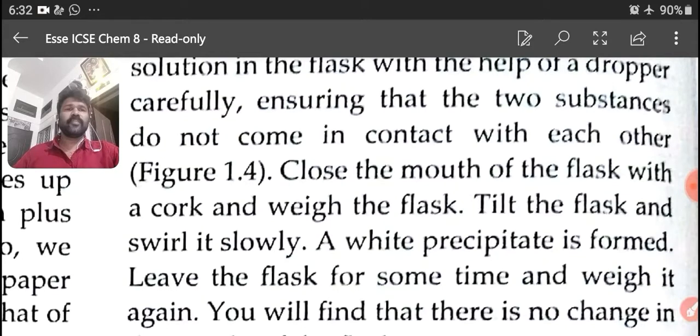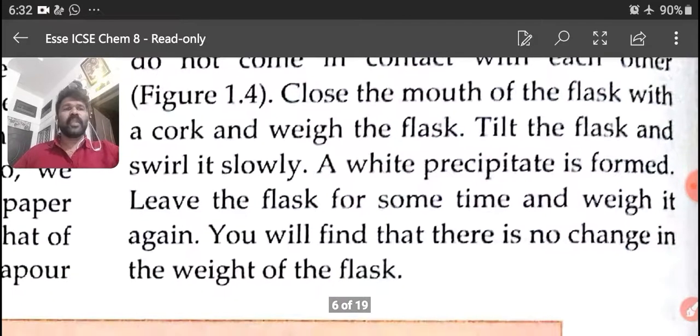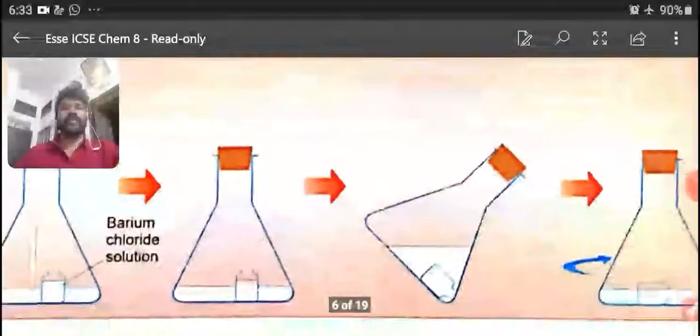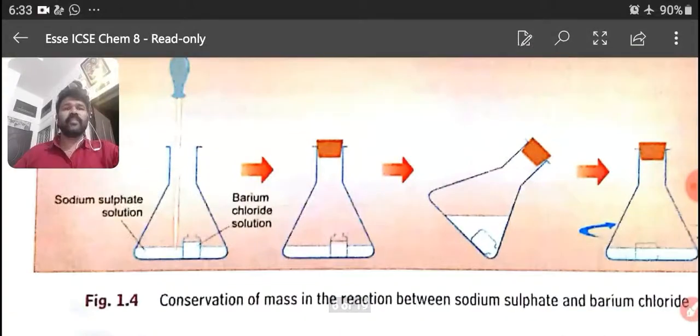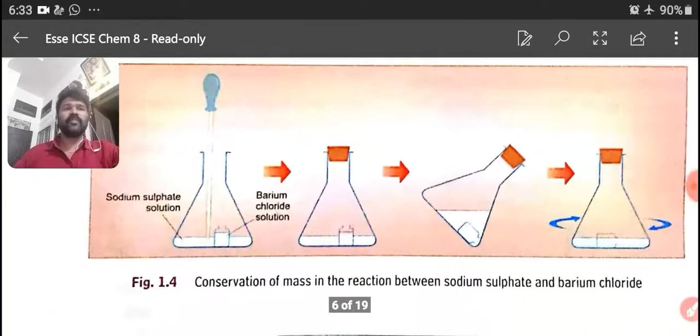Tilt the flask and swirl it slowly. A white precipitate is formed. Leave the flask for some time and weigh it again. You will find that there is no change in the weight of the flask. Okay, and draw this diagram for this answer. Please draw this diagram.